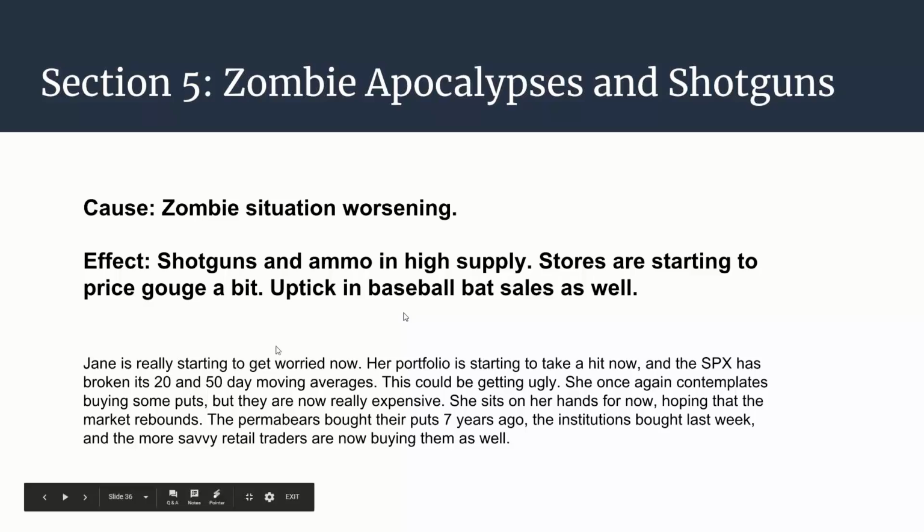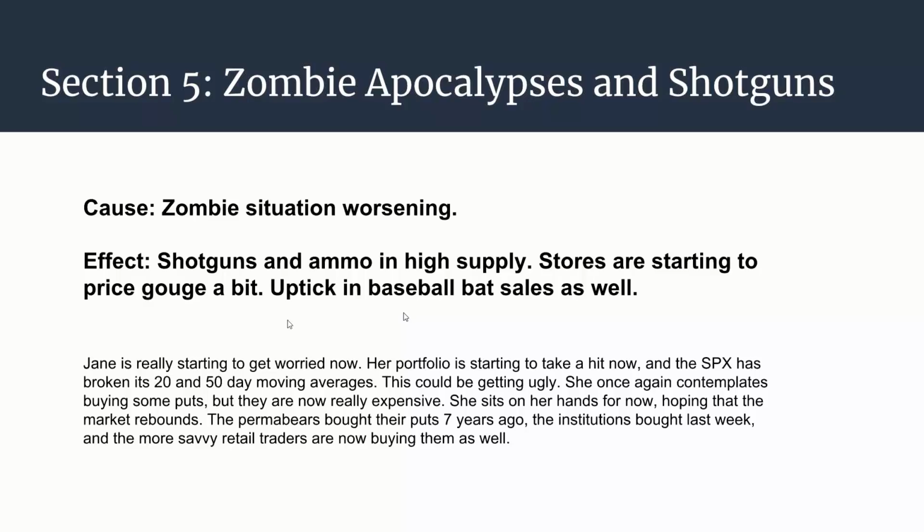Our poor Jane here is contemplating buying some puts, but now they're pretty expensive. The stores have realized that people want these shotguns, and now they're starting to jack the prices up. So the savvy retail traders are now out buying puts. The smart people are out buying their shotguns despite the fact that they're being bid up, despite the fact they're more expensive. The people know they need to start hedging. They're going to start buying them.